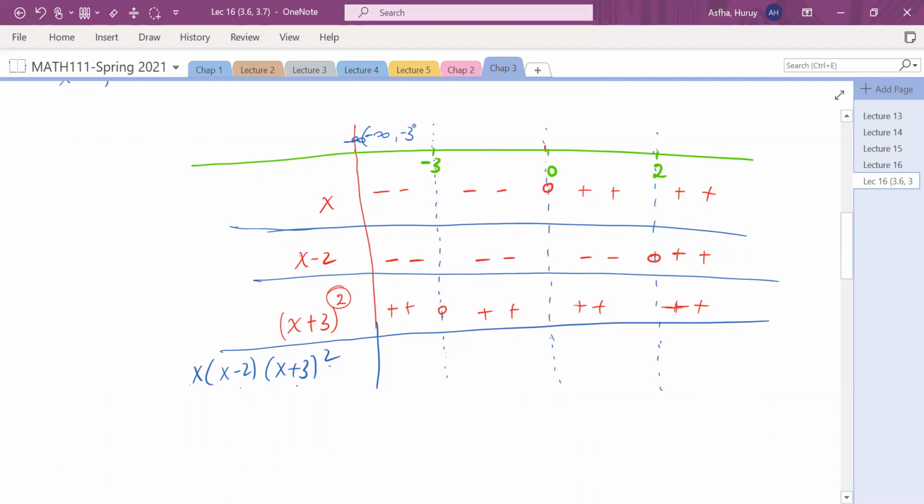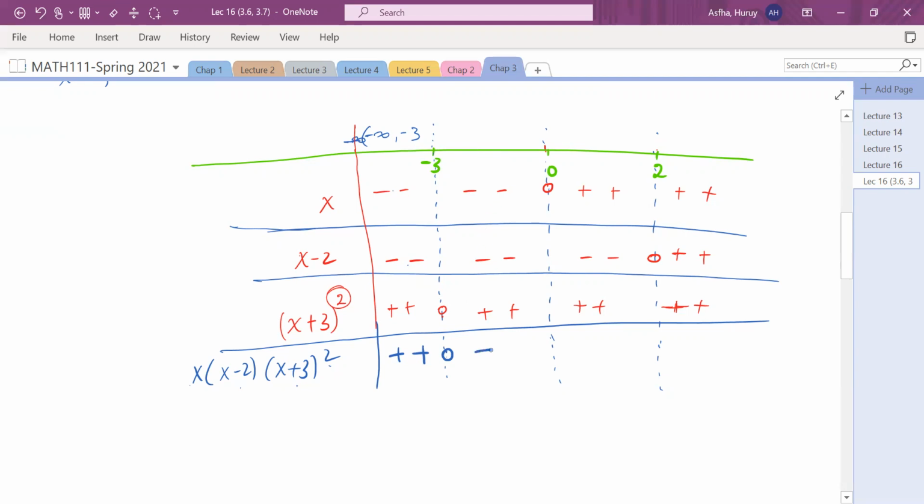So here we have negative times negative. Negative times negative is always positive, sorry. And positive again, if we multiply positive by positive, it's positive. So this is positive. At this point, it's 0 because we have 0 here. So 0 times any number is 0.